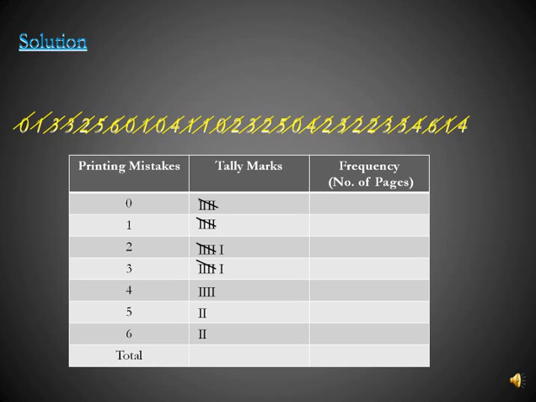Then, in order to fill the third column, that is of frequency, we will count the tally marks against each value and write the calculated frequency. As we can see here, in front of 0 we have 5 marks, so we will write down its frequency as 5. In the case of 1 mistake, there are 5 marks, so we will write down its frequency as 5. In the case of 2 mistakes, there are 6 marks, so we will write down its frequency as 6, and so on for the remaining values. So this is our required frequency distribution table.